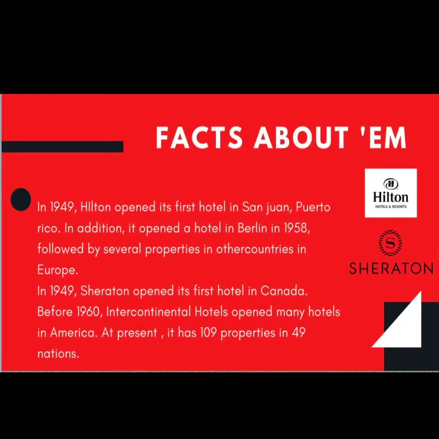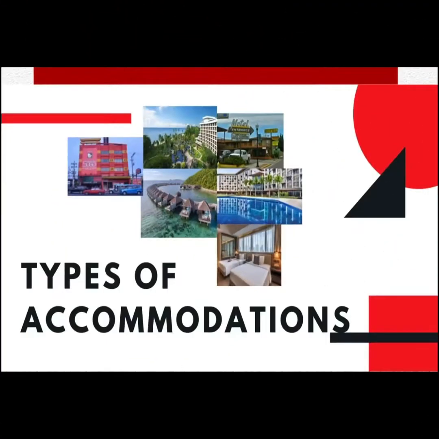For additional facts, in 1949, Hilton opened its first hotel in San Juan, Puerto Rico. In addition, it opened a hotel in Berlin in 1958, followed by several properties in other countries in Europe. Also in 1949, Sheraton opened its first hotel in Canada. Before 1960, Intercontinental Hotels opened many hotels in America, and at present, it has 109 properties in 49 nations. Now let's proceed to the different types of accommodations.